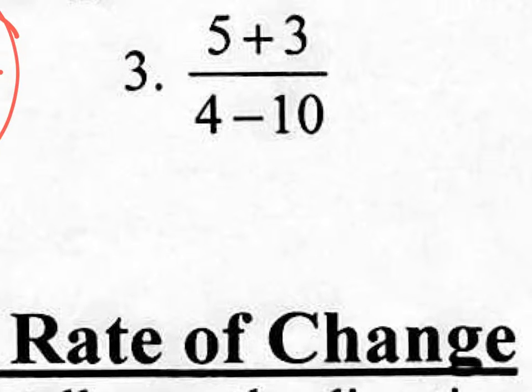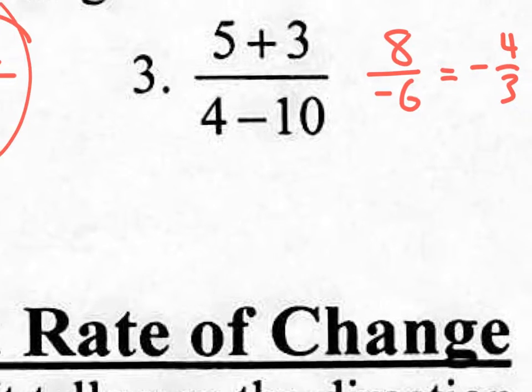And the next one, 5 plus 3 is 8, and 4 minus 10 is -6. And on this one, there is something you could do. You could reduce. And not only that, you could take the negative sign and put it either on the middle or up on top. Makes it look nicer. So I'm just going to say that my final answer is going to be -4/3.